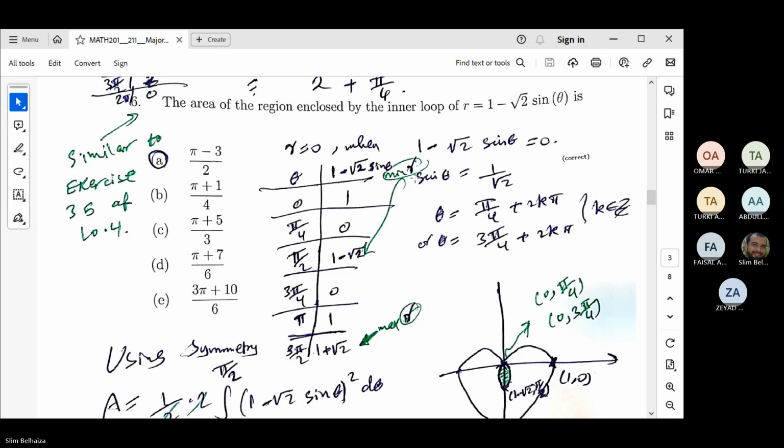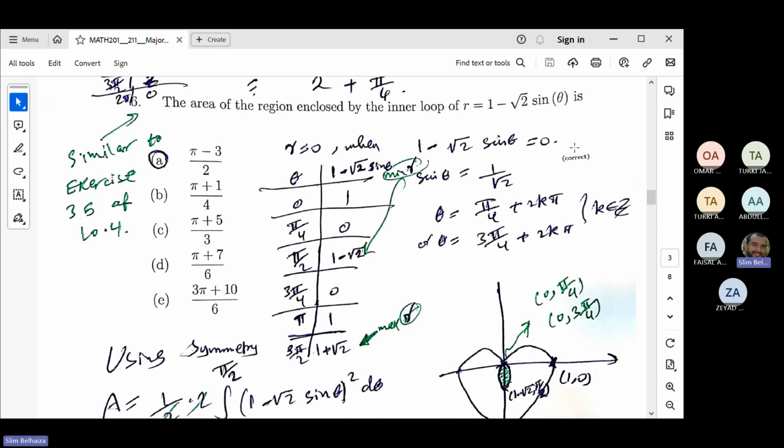Okay, so what do we have here? When we go from 0, what do we have? We have 1 minus square root of 2 times sine of 0. So at 0, we are at r equals 1. So we are here. Okay, 1, 0.